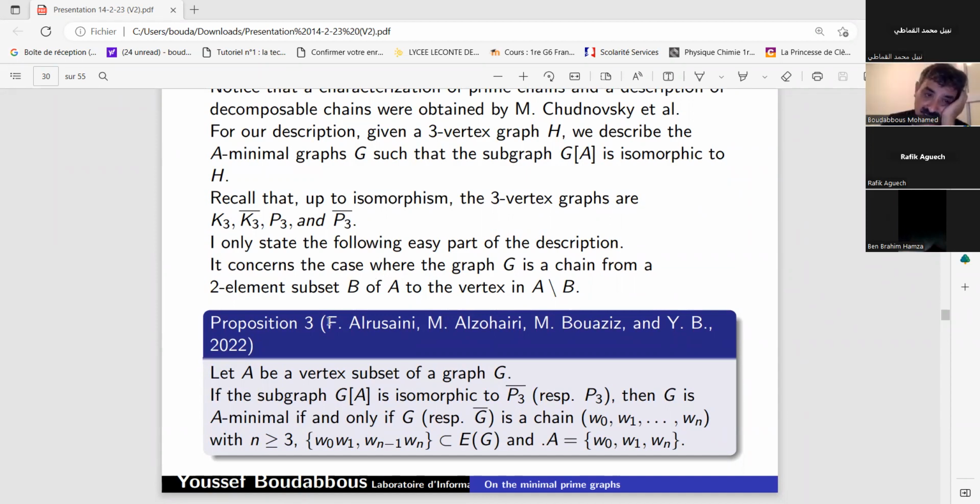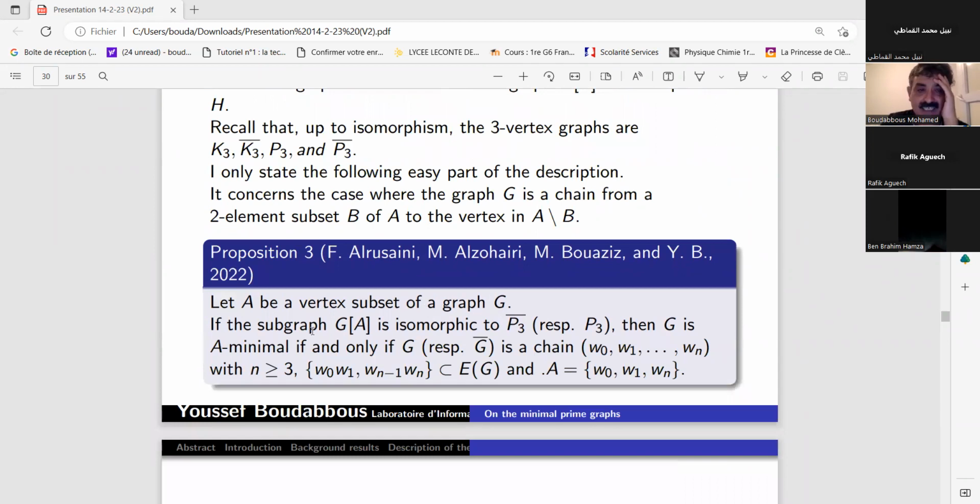This is the proposition. Let A be a vertex subset of G. If G[A] is isomorphic to P3, then G is A-minimal if and only if G is a chain W0, W1, ..., Wn with n at least 3, such that W0W1 is an edge, W(n-1)Wn is an edge, and A is W0, W1, the two first vertices, and the last one. And if G[A] is isomorphic to P3 bar, then G bar is the solution.